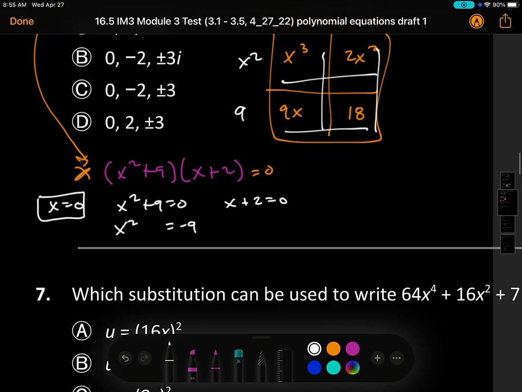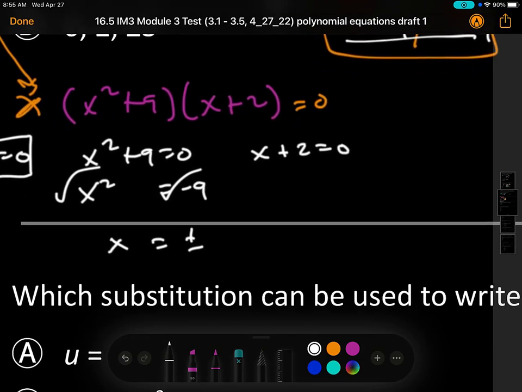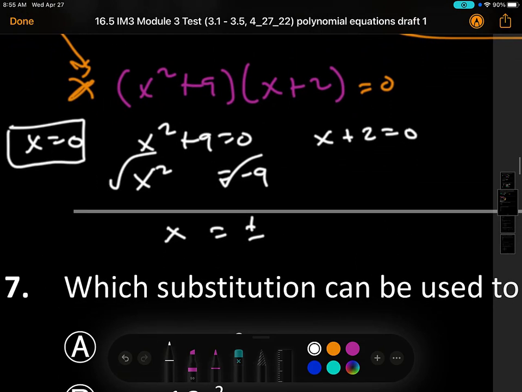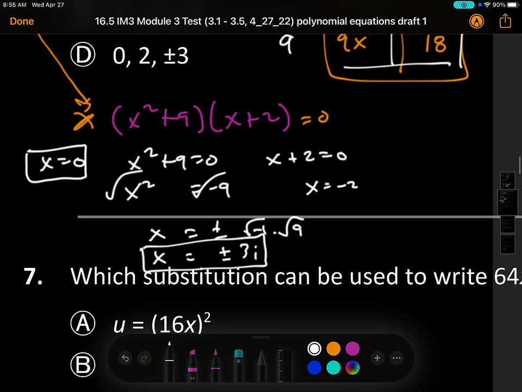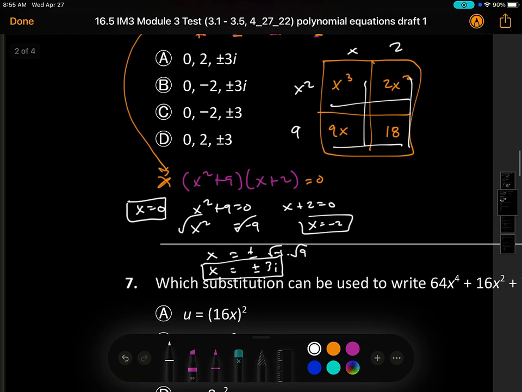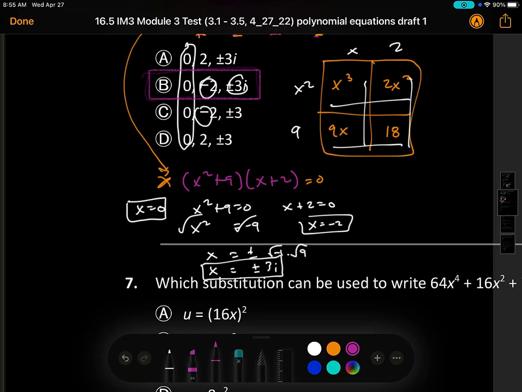Subtract 9. Take the square root. You're going to have plus or minus. Remember, every time you take the square root of an equation, it's going to be plus or minus. Then you have the square root of negative 1 times the square root of 9, which is, square root of 9 is 3 and square root of negative 1 is i. So you have 2 solutions there. And then that will become x equals negative 2. So 0, that's all of those. Negative 2, which is this one, and then plus or minus 3i. So B is your correct answer.